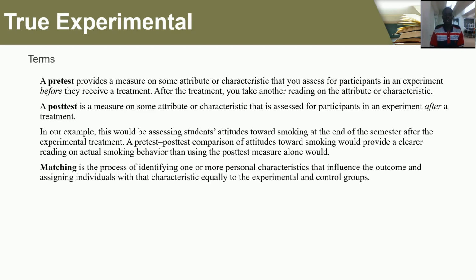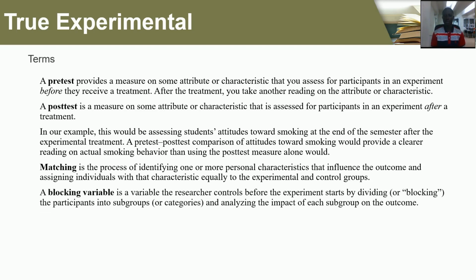Another term is called matching. This is the process of identifying one or more personal characteristics that influence the outcome and assigning individuals with those characteristics equally to the experimental or control group. This is one way of controlling the confounding or extraneous variables.